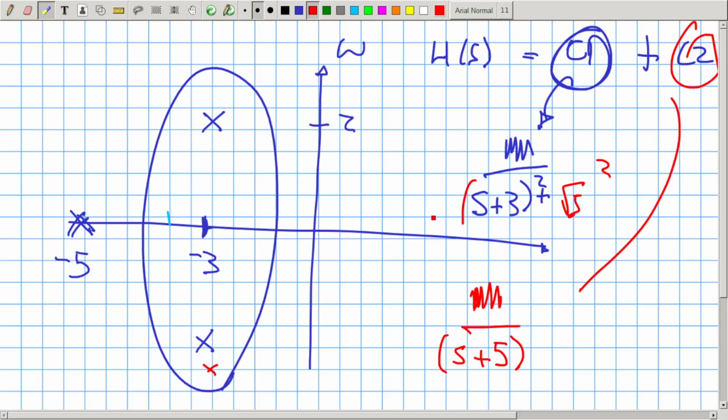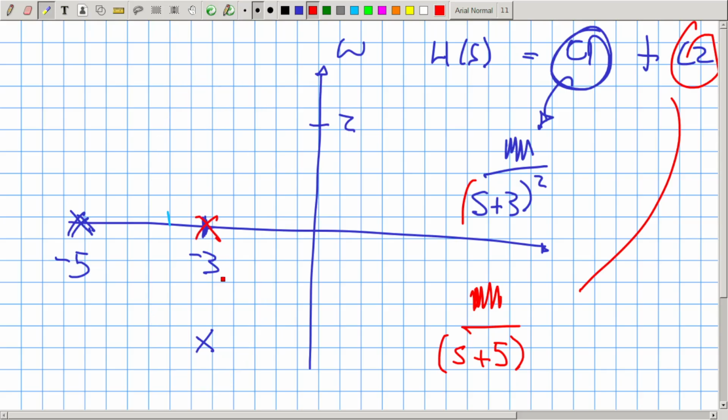Interesting thing, if this imaginary part goes to 0, what do we get? If this goes to 0, what do we get? We get the 2 crosses here. True? This would become this. You see the square that pops up?